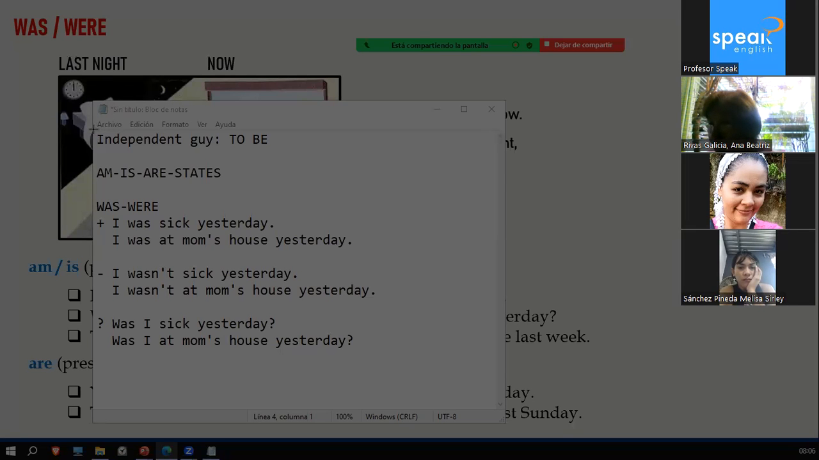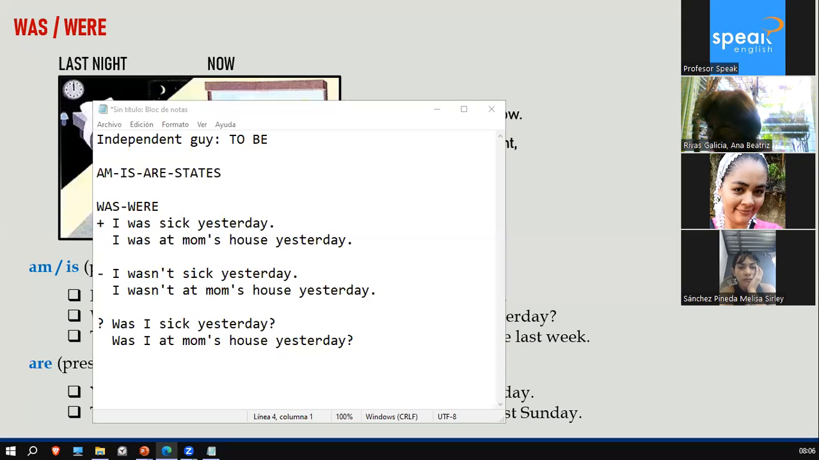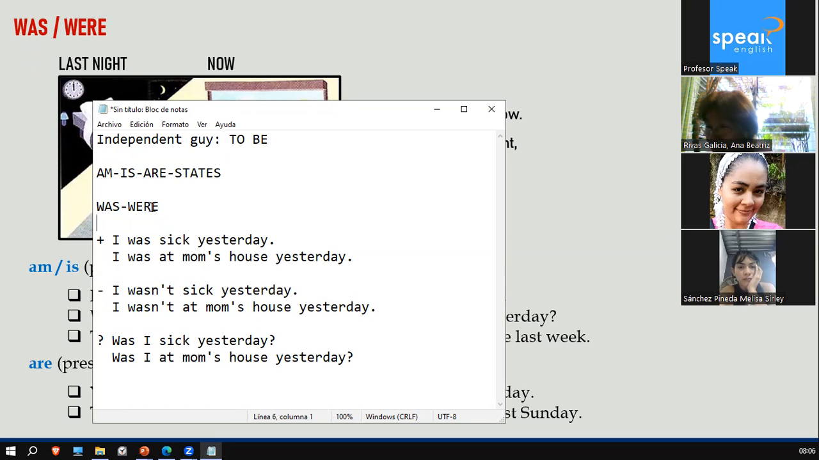Now, this is just an example. Vamos a hacer otro ejemplo. Ya vamos a revisar lo demás, don't worry. Here we have with was. Let's go ahead and create one example with were. I'm going to scroll down a little bit and begin. My parents, or my classmates, my classmates were in the breakout rooms yesterday.